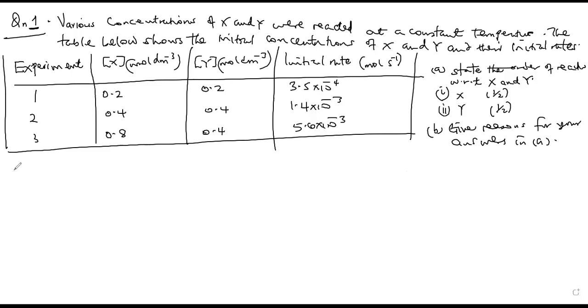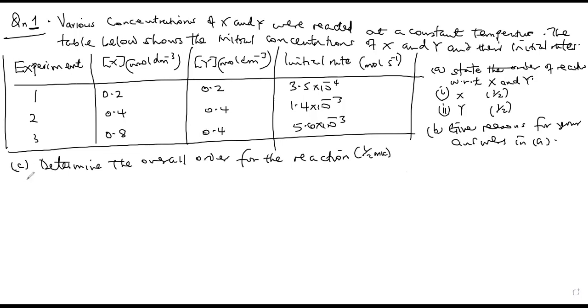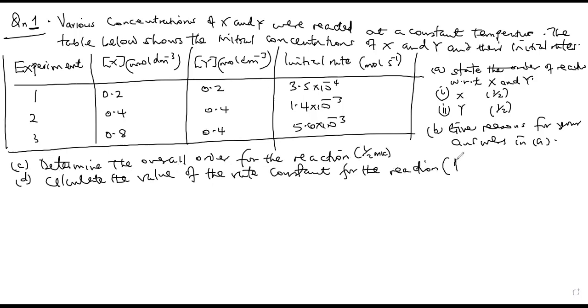Then C, determine the overall order for the reaction. Same, half a mark. Then D, calculate the value of the rate constant for the reaction. Wonderful, Mark. Let's see how this question is going about.